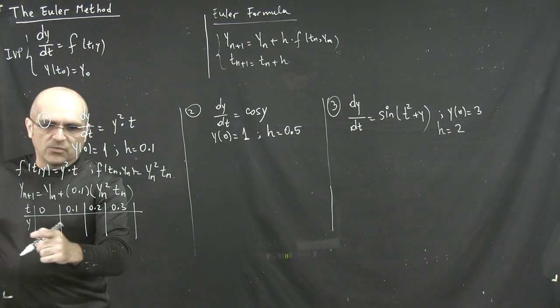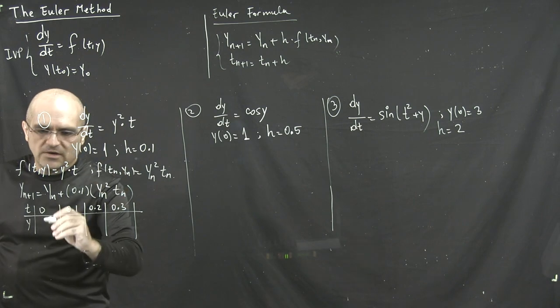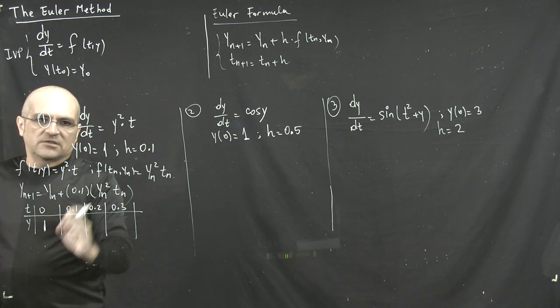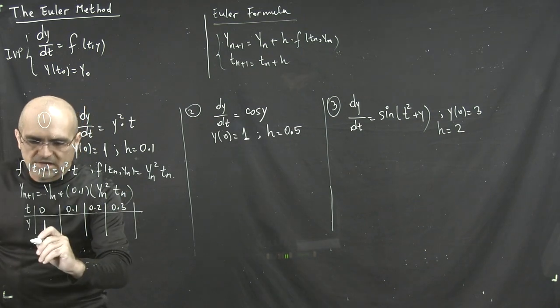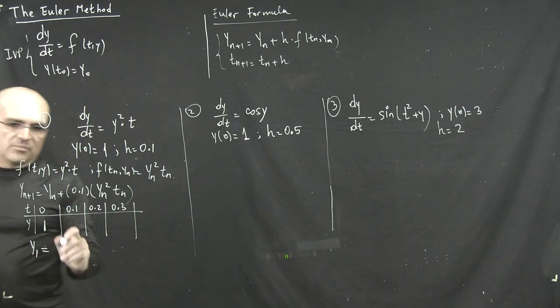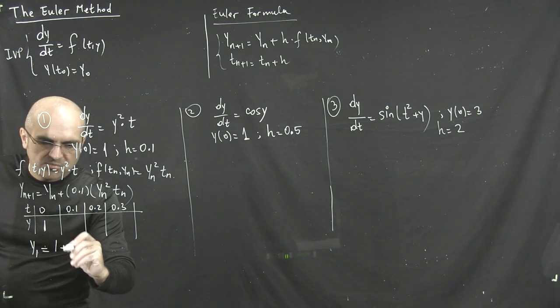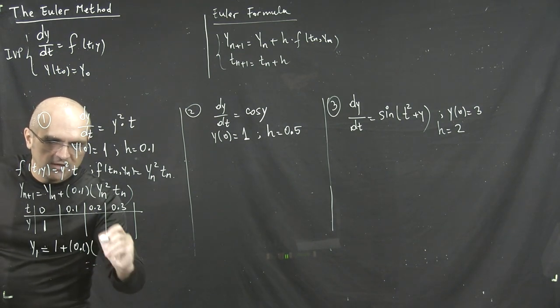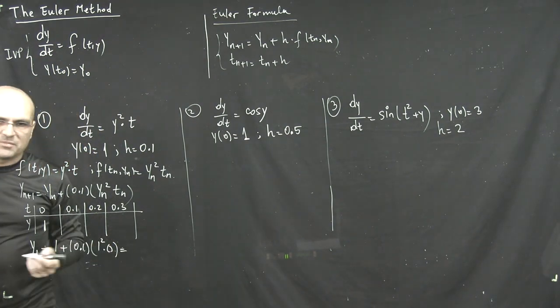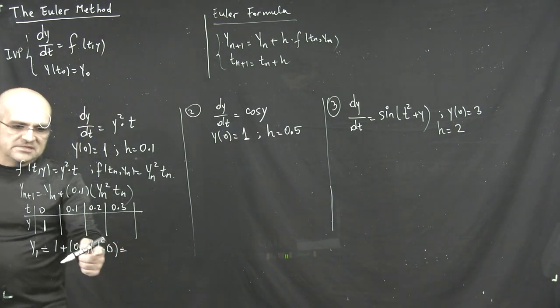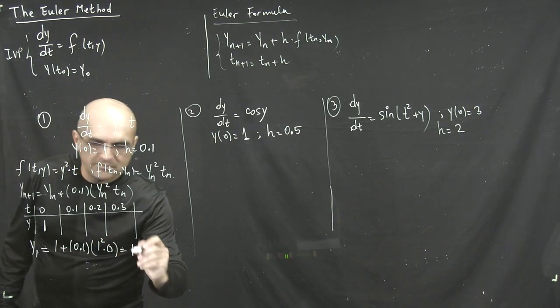So what about the y values? The first value of y is 1, and then you can start using this main formula to update the values of y. So for example, y1 will be the previous y, which is 1, plus 0.1 times 1 squared, times t_0, which is 0. So this is easy to compute by hand, because this is times 0, so y1 will be 1.